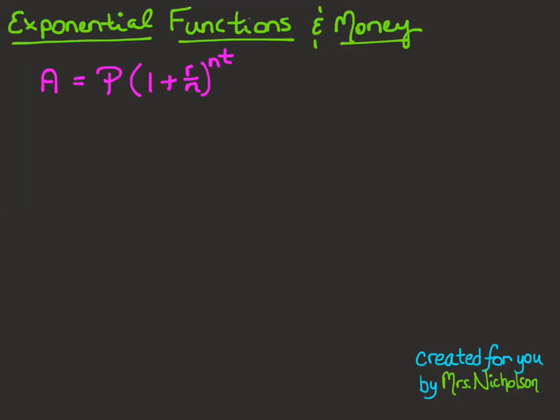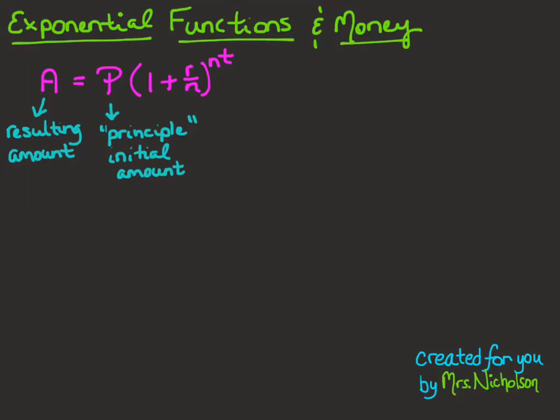A is equal to P times (1 plus r over n) to the nt power. And let me explain what these variables all stand for. This A stands for the resulting amount of money. So how much money you're going to end up with after the interest has been compounded over a period of time. The P stands for the word principal. And whenever we're talking about money, what this word means is the initial amount of money that's invested. The initial amount.